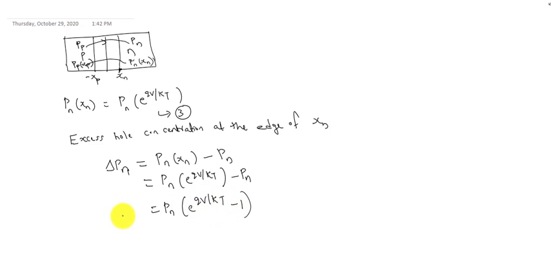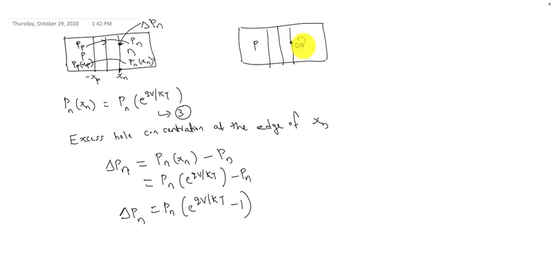So we have obtained the excess hole concentration. This is the excess hole concentration at the edge, and this value is represented by delta Pn. So we have found out the excess hole concentration, that is the value delta Pn.